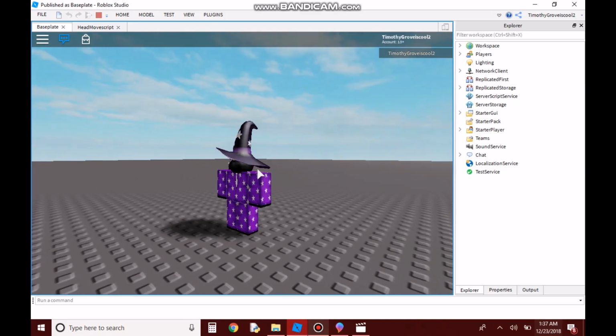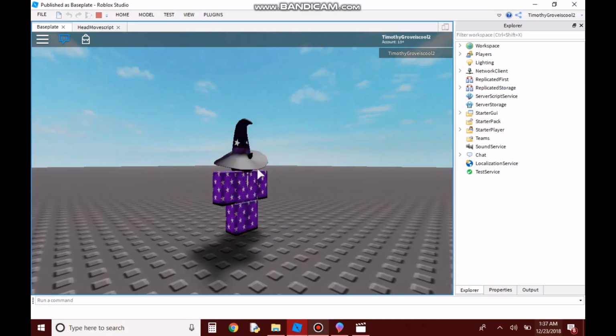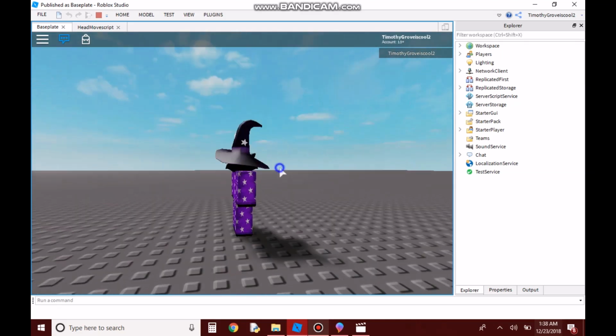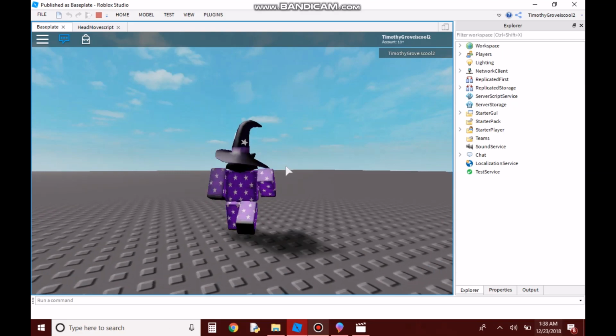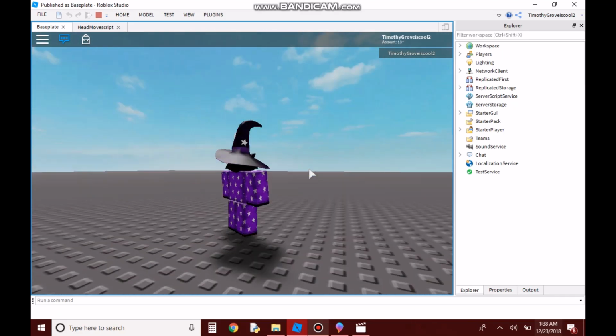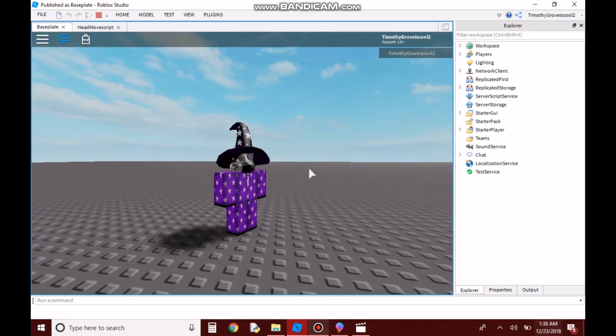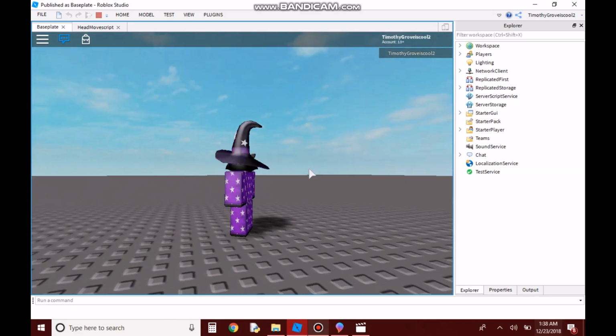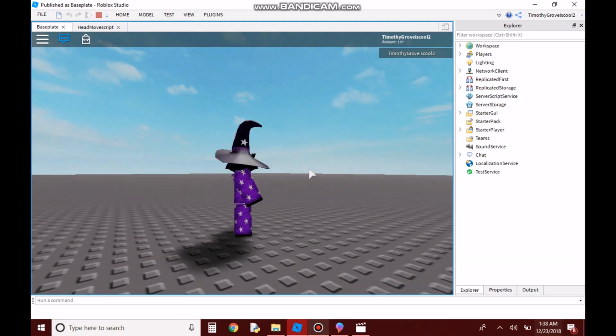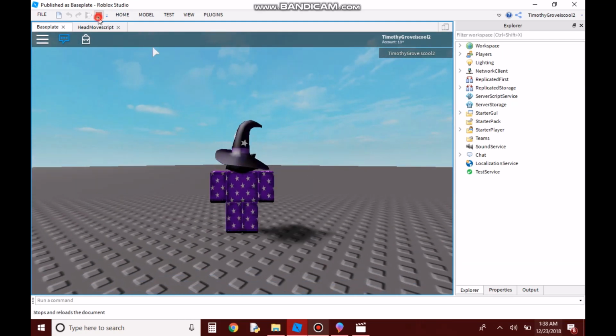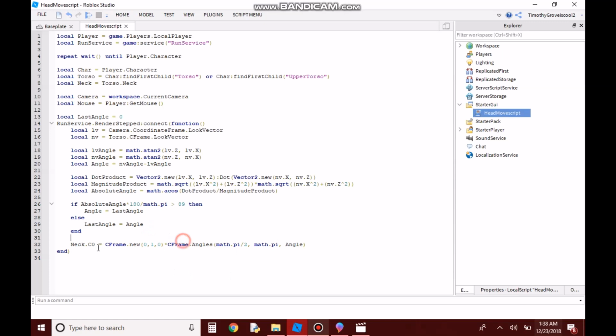So now, as you can see, I can't turn my head more than 90 degrees this way or this way, doesn't matter. So there you have it. I'm also going to teach you one more thing, since it looks really choppy right here. One more thing you can do so that it doesn't look choppy is use the lerp function that comes with CFrame. So you can do nec.C0:Lerp.